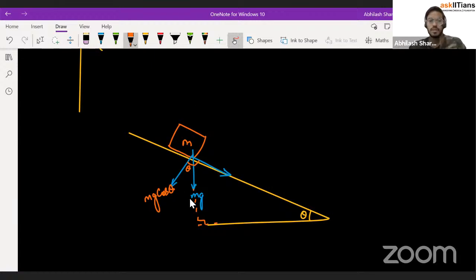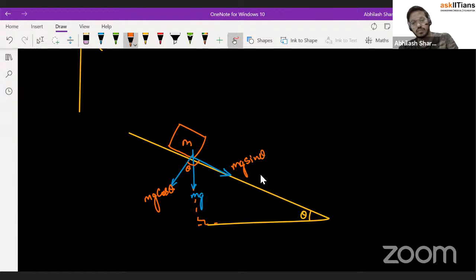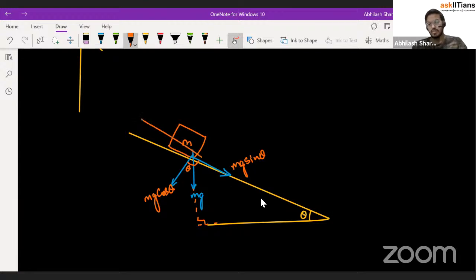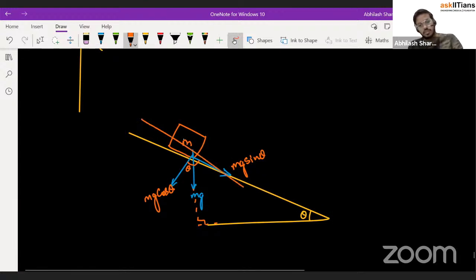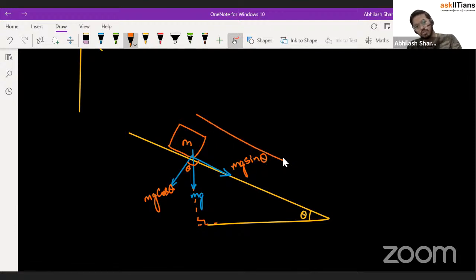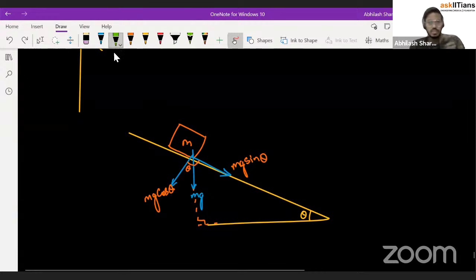Okay. So one component will be mg sin theta. The other component will be mg cos theta. So the force that pulls it down the incline is mg sin theta, as all of you can see. mg sin theta is pulling it down the incline. But initially it doesn't move because friction tries to stop it. Friction acts up the incline.